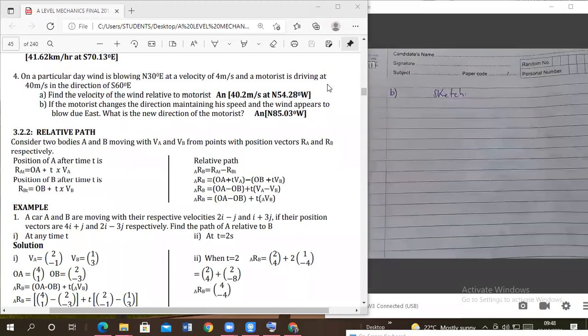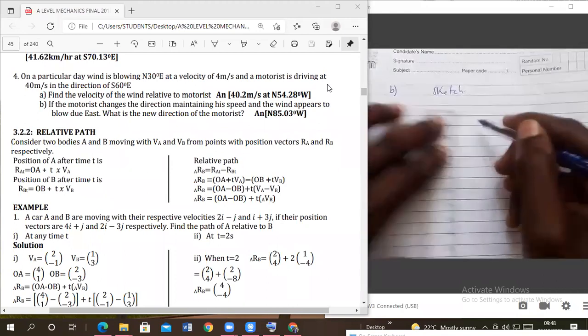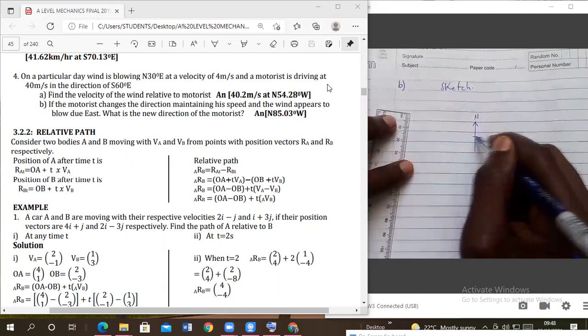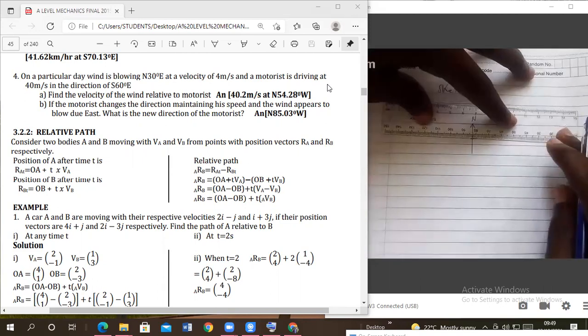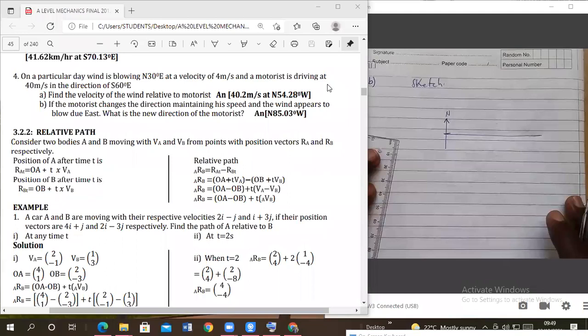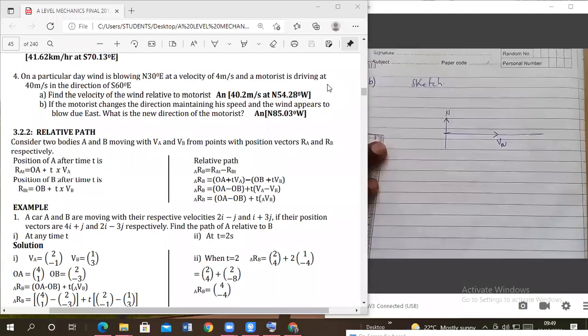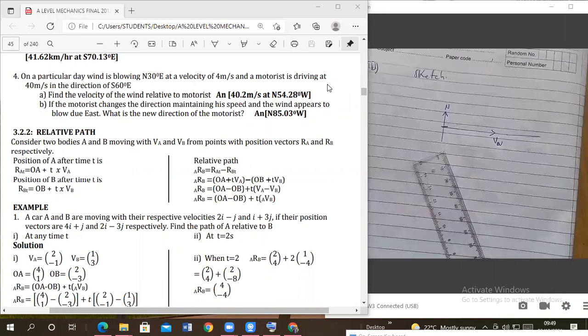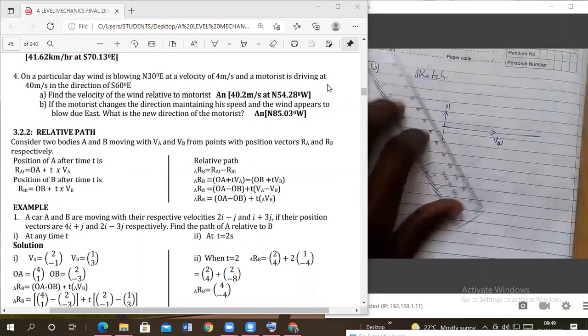So we shall have, members, are you following me? The wind is due east, which is like that. So this is the wind. Now the motorist has changed the direction, which means it will appear to be moving the other side, this side. So it will appear to be looking like that. This is the direction it will be taking.